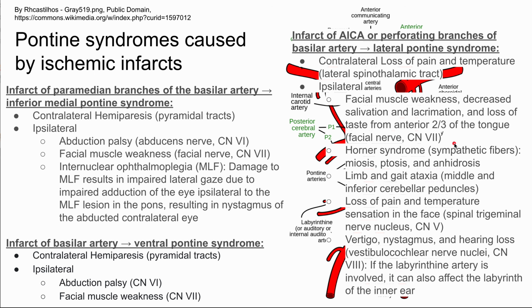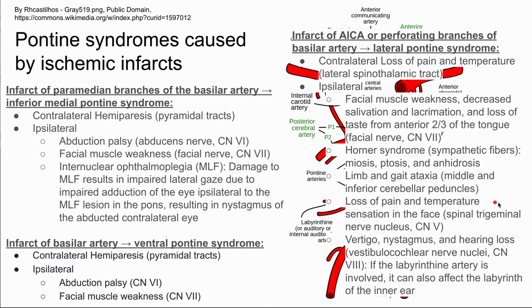You'll also have an ipsilateral Horner syndrome. The sympathetic fibers are affected here, so patients will have miosis, ptosis, and anhidrosis. You'll have limb and gait ataxia. That's a result of damage to the middle and inferior cerebellar peduncles.